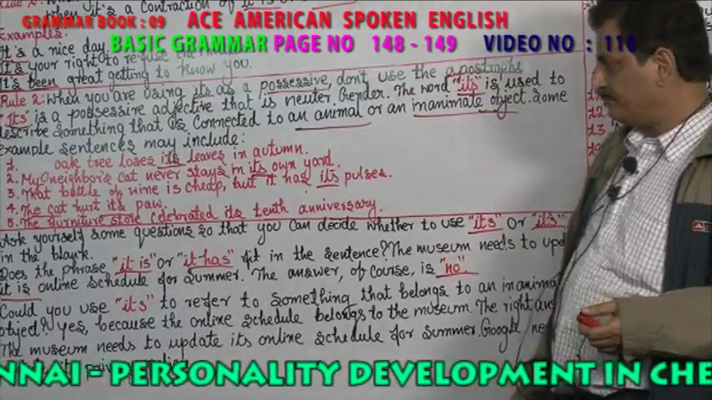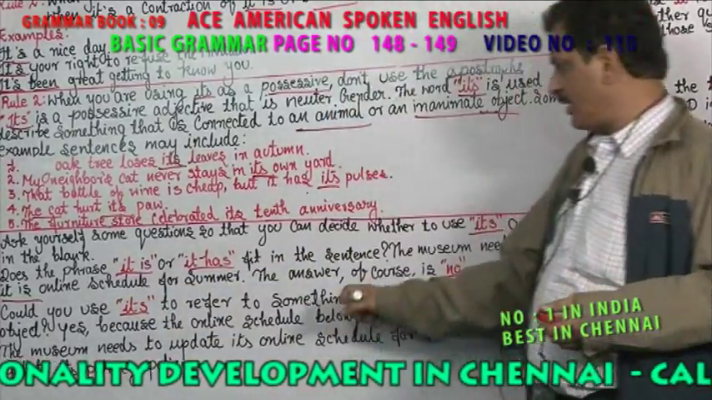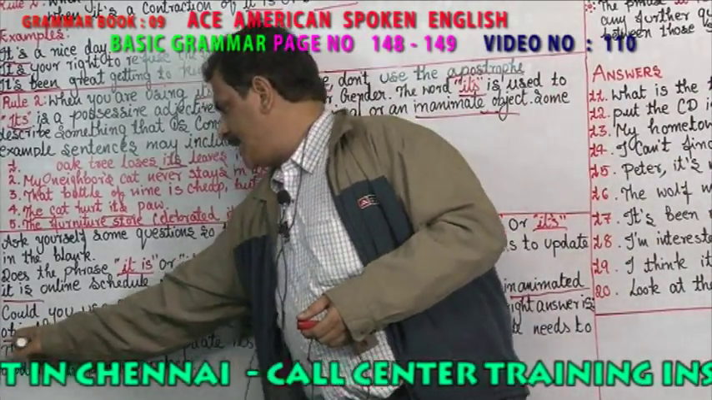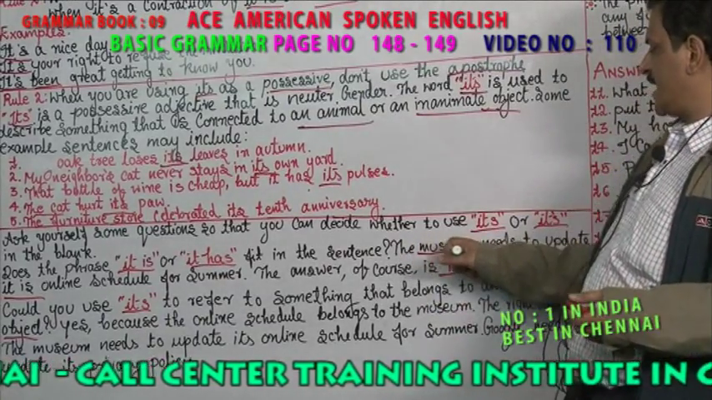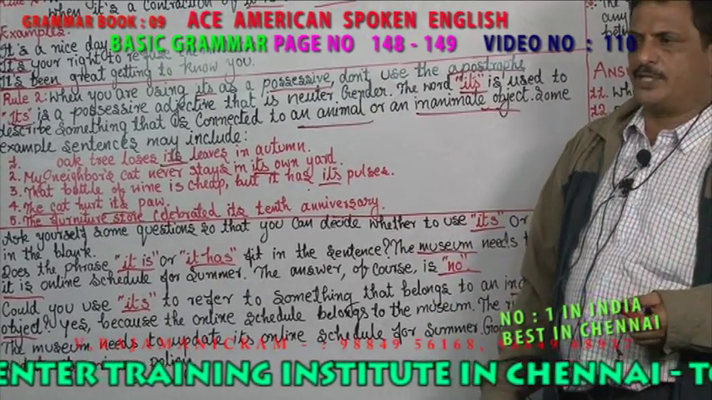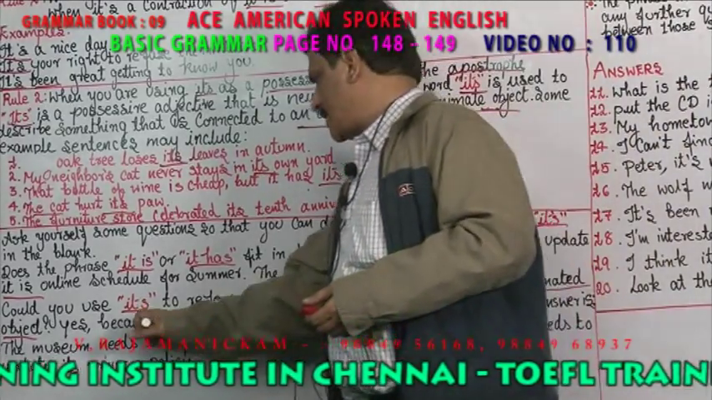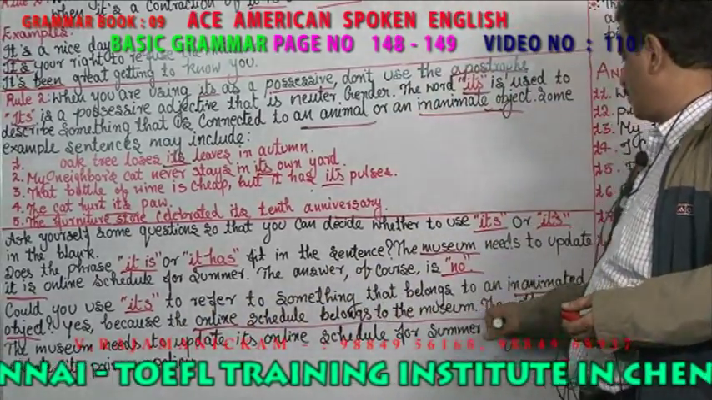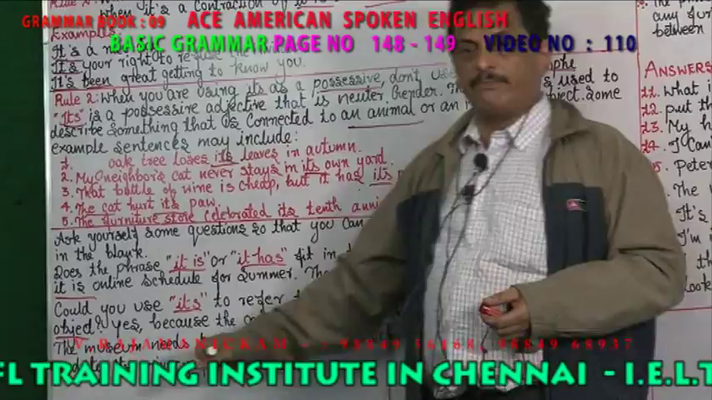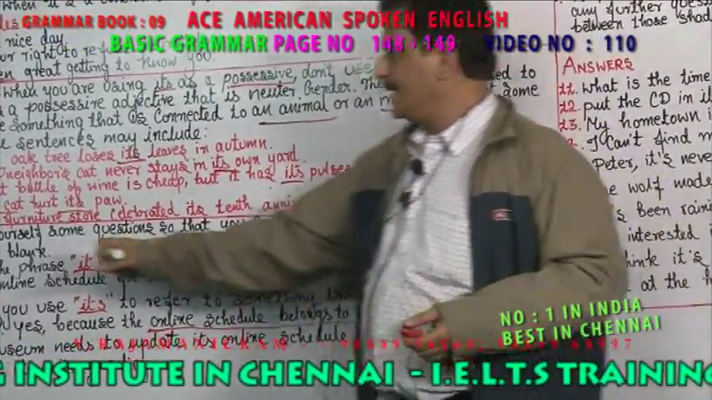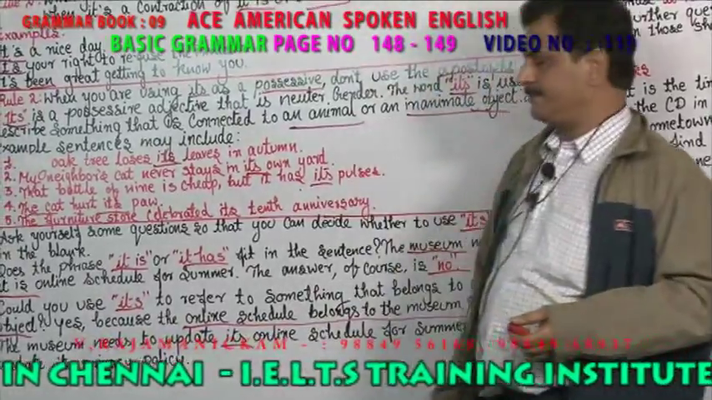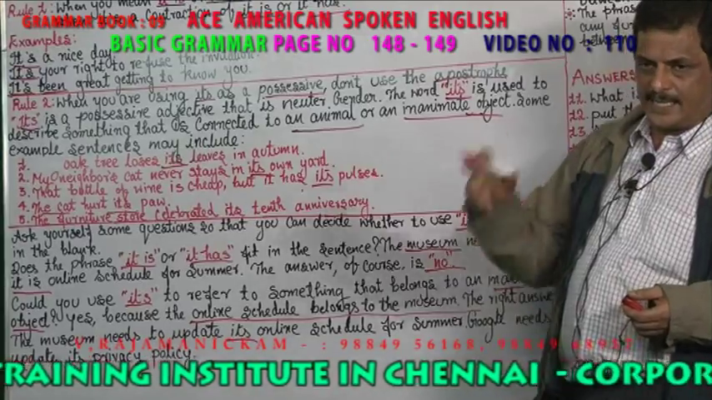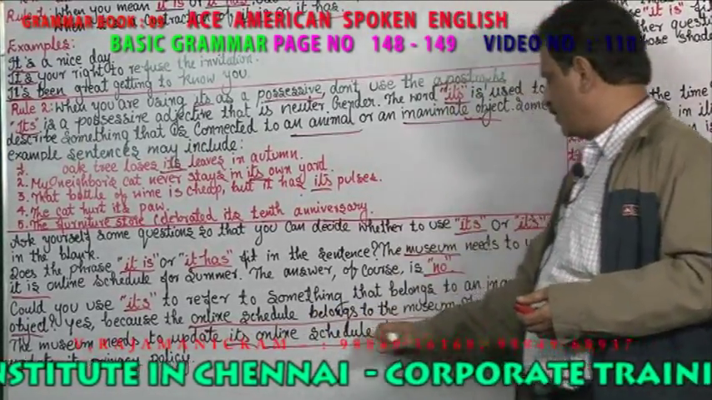So what is the correct answer? Could you use its to refer to something that belongs to an inanimate object? So the museum stands for animate or inanimate object. Yes, because the online schedule belongs to the museum. So the right answer is the museum needs to update its or it's? Which is correct? Its, right, sir. Why? Because the museum is inanimate and it is possessing its online schedule for summer.